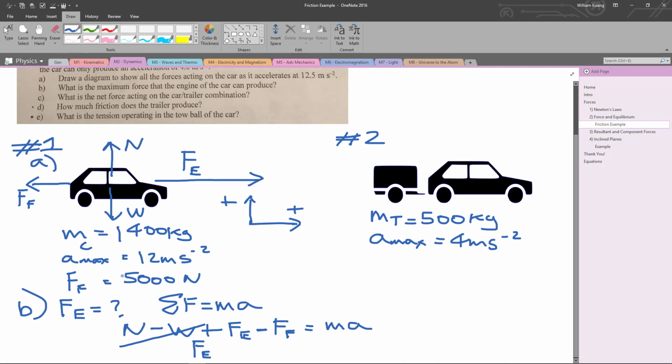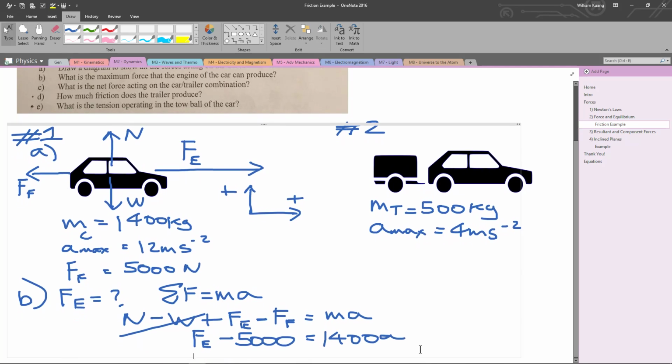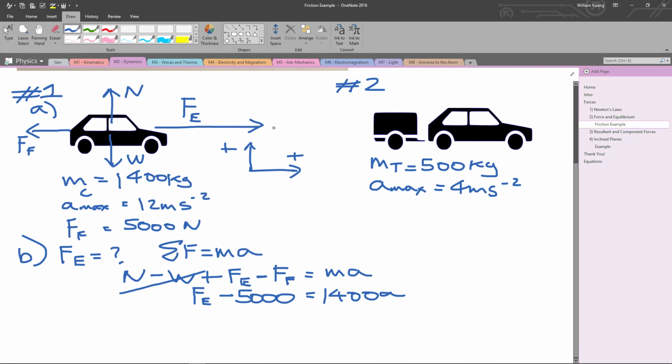And FF, we're told it's 5,000, and 5,000 will act in the negative direction, which is why we put the negative here. So we say negative 5,000 here. And then in this scenario, we're just considering the car, so the mass is only 1400. And then we have acceleration. And if you work that out, you will get F E.